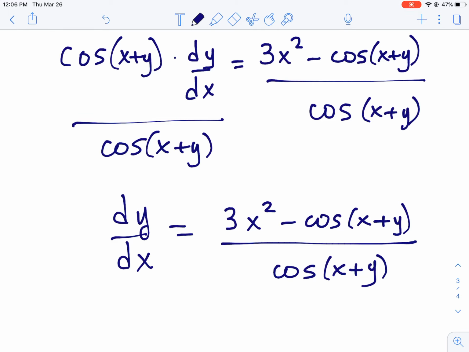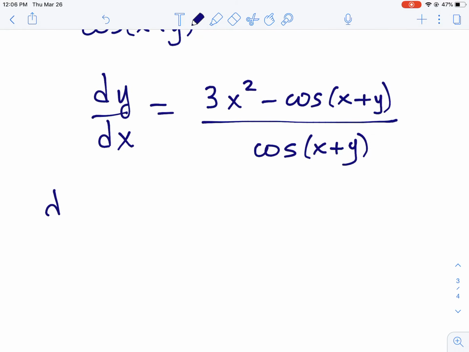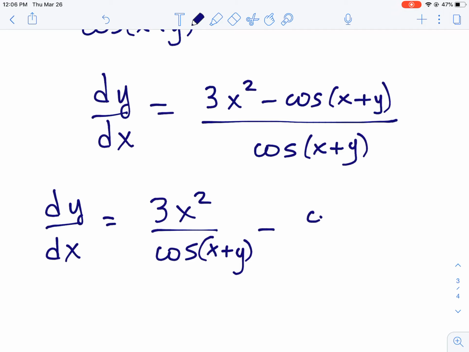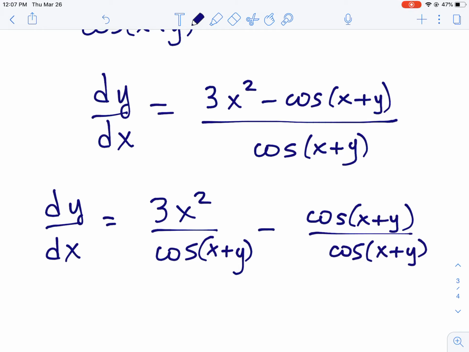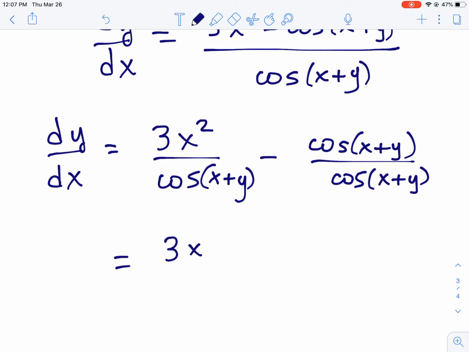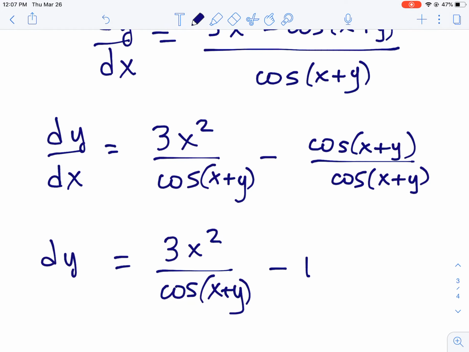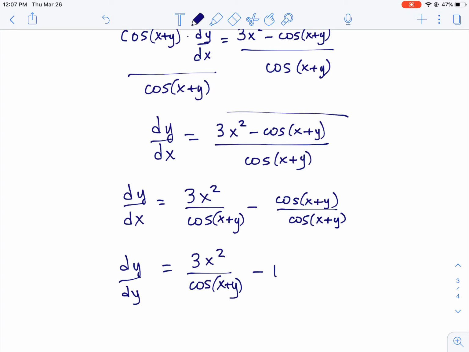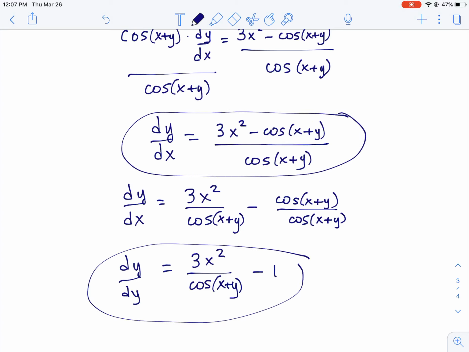Don't be tempted to cancel, because in order to cancel you'd have to factor out a cosine of x plus y from both terms in the top, and that 3x squared doesn't have it. The only thing you could do if you felt like it, which nobody says you have to do, is separate the fraction into 3x squared over cosine x plus y minus cosine x plus y divided by cosine x plus y. And now you could call this last term a 1. So you could say that this is 3x squared over cosine of x plus y minus 1. But I don't expect you to do that. This answer here is just as valid as that answer.